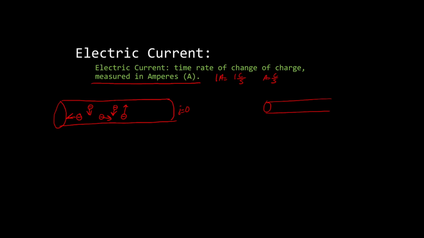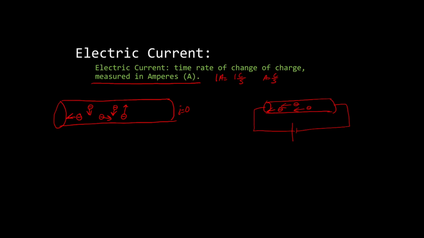However, if we take this same copper wire with these electrons and we attach a voltage source across it, now we have these charged particles all moving in the same direction, and that is current. The time rate of change of charge. So these charges are all moving in the same direction through the copper wire.